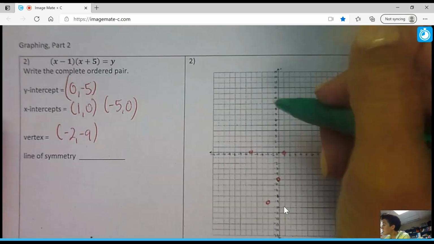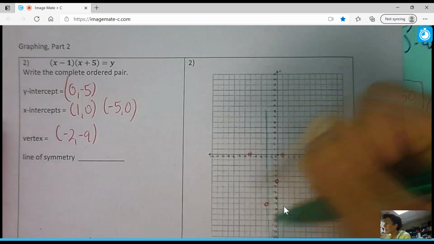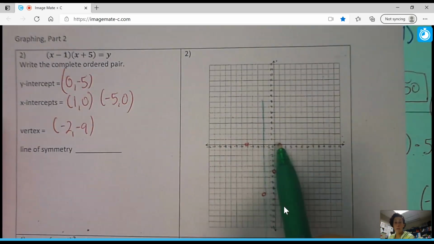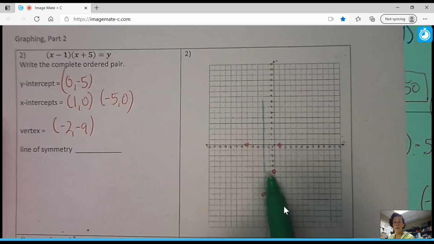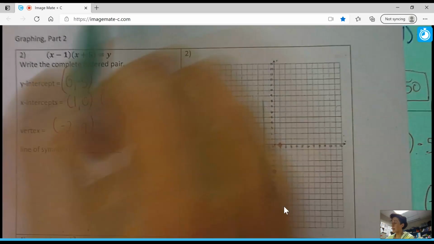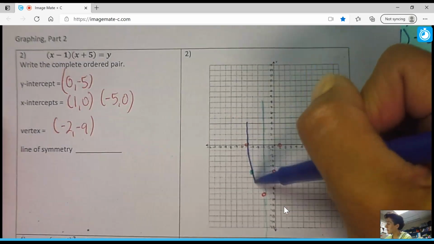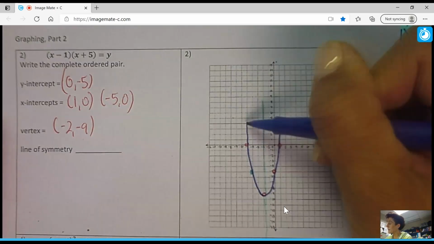And then to get a nice balanced U, I'm going to draw my line of symmetry through, because then these are symmetrical points or partner points. So if this one's 2 over, then I'll go 2 left, and then you can see your U. So then I'm ready to connect my dots to make a U shape. Okay?